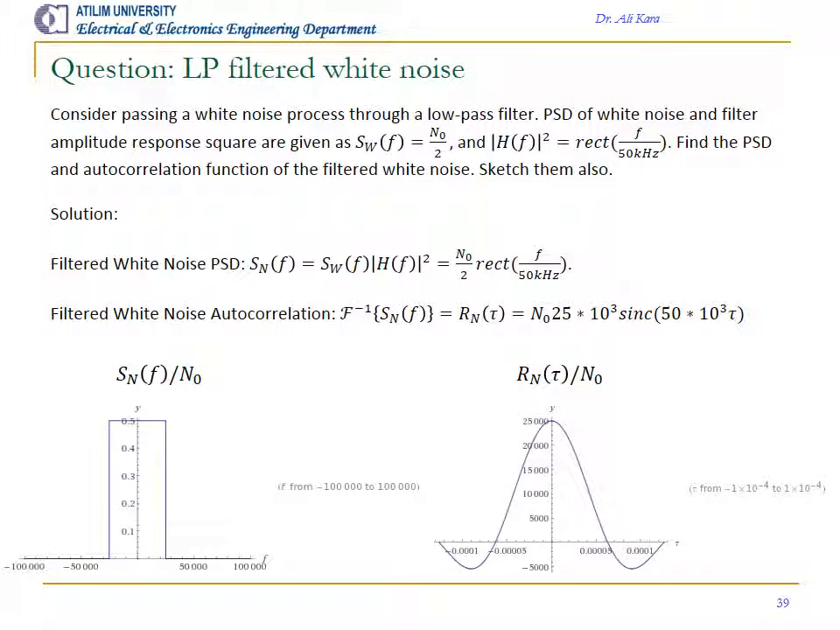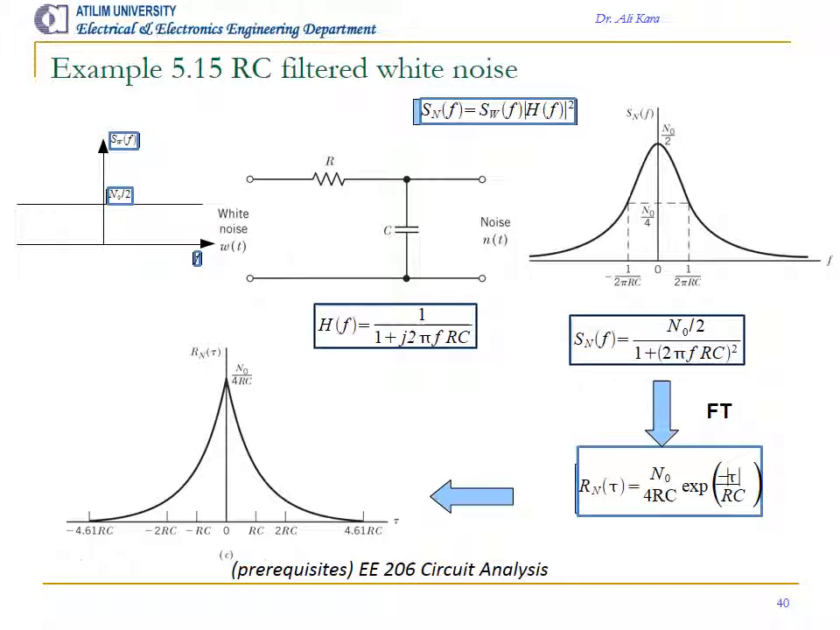Question: LP filtered white noise. Consider passing a white noise process through a low-pass filter. The PSD of white noise and the filter amplitude response squared are given as Sw of f equals N0 over 2, and the filter amplitude squared equals rectangle of f over 50 kHz. Find the PSD and autocorrelation function of the filtered white noise. Sketch them also.